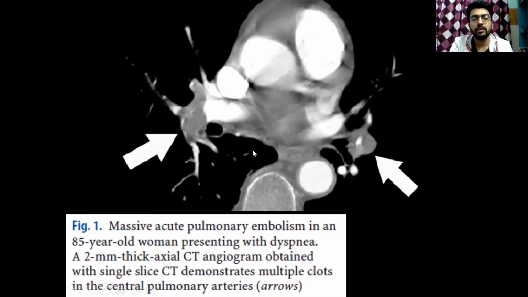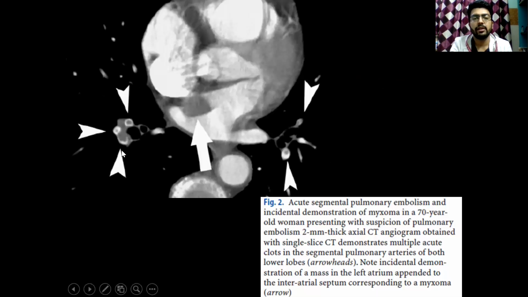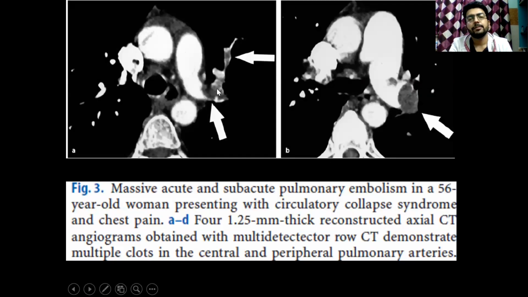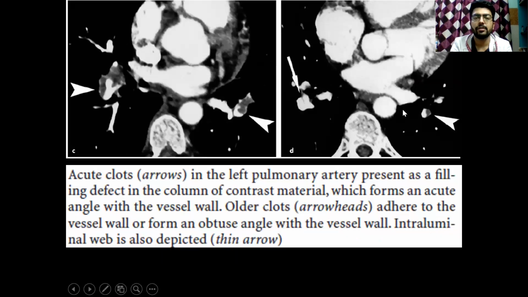This is massive acute pulmonary embolism in an 85-year-old woman. You can see the filling defect. This is again a filling defect. This is a polo mint sign that we see. This is again a filling defect, the right main pulmonary artery. This is the thrombus lodged in the left pulmonary artery and segmental pulmonary artery. Again, a filling defect of thrombus lodged in the left pulmonary artery. Again, filling defects can be best appreciated.